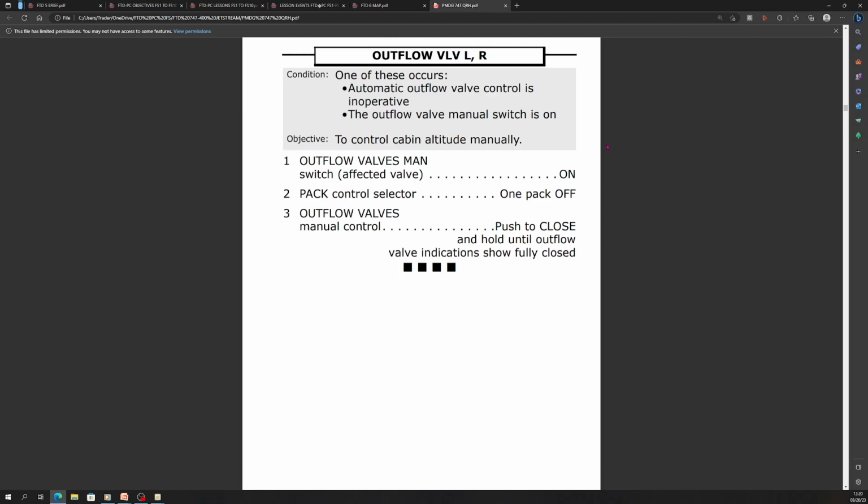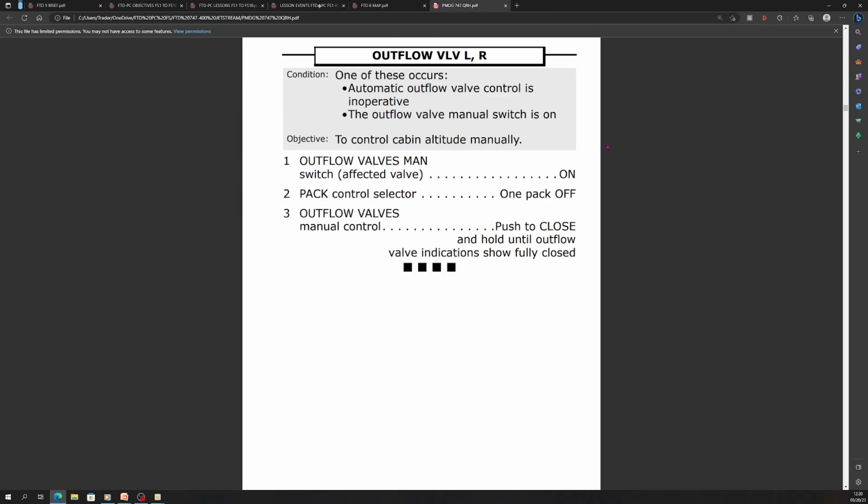So we'd go ahead and turn the manual switch to auto, and we're going to bring it to on, which is pushed in. It's an alternate action switch. And then pack control selector 1, pack off, doesn't matter which one. If I have a choice, it's going to be 2 or 3. So again, 1 pack off, for me it would be either 2 or 3 and not 1.